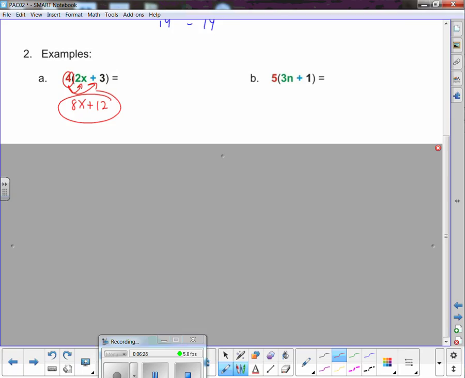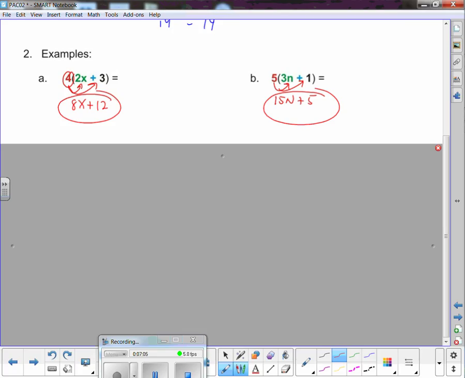So the second example is similar. I've got what we're distributing in red, so it's going to be a 5 times a 3n. What do you get when you multiply a 5 times a 3n? Hayden? It is a 15n. And if you look, all we have left is a 5 times a 1, and that's a positive 5. And that one's done. We've done the distributive property. 15n plus 5. All right, so that's in its purest form, and that's pretty simplistic.